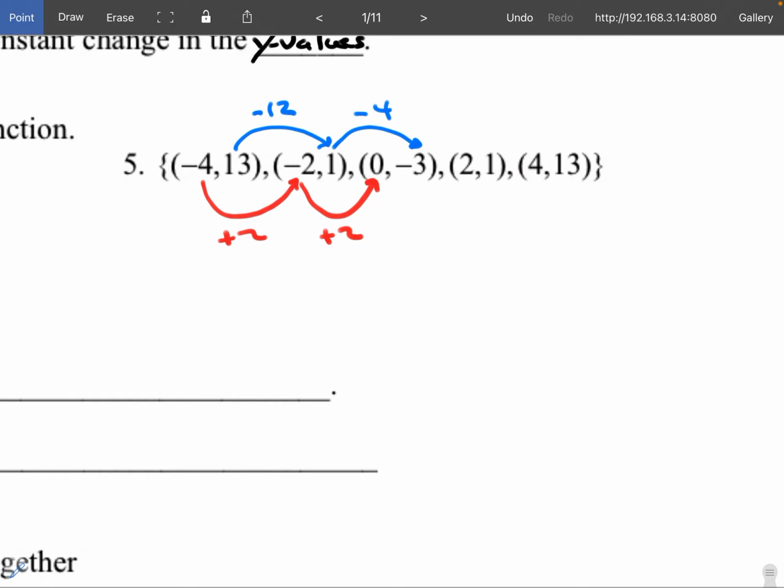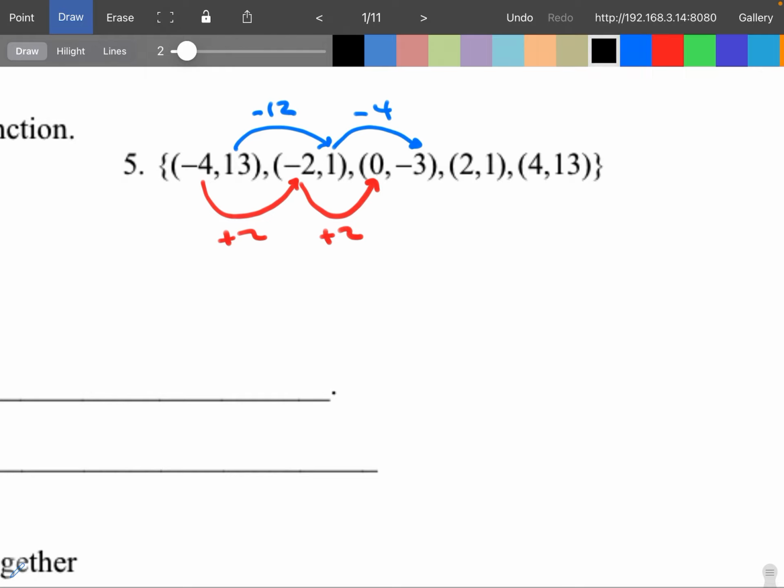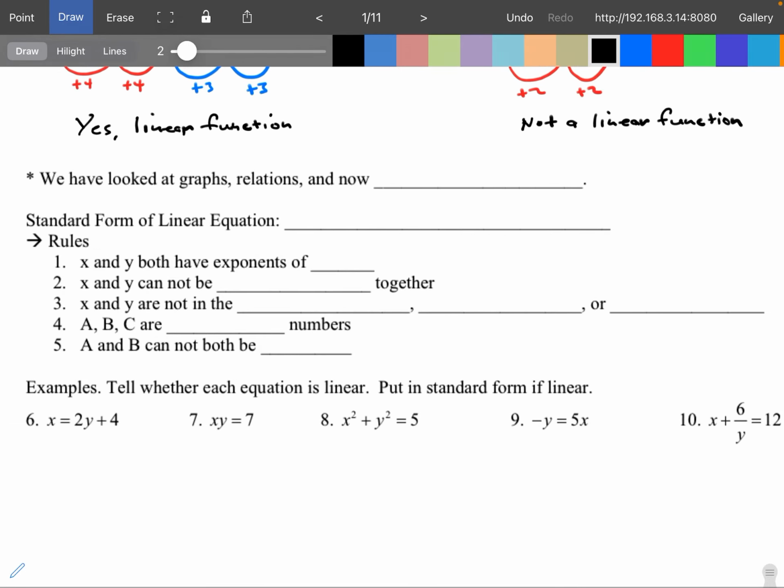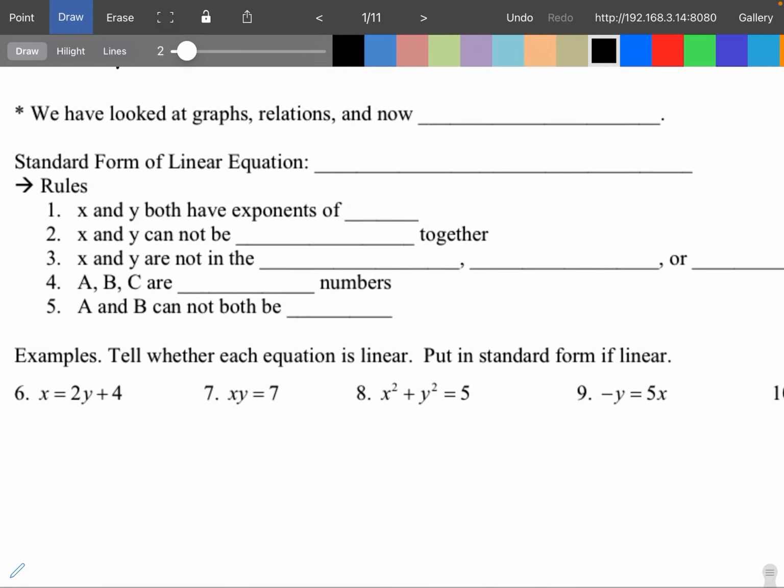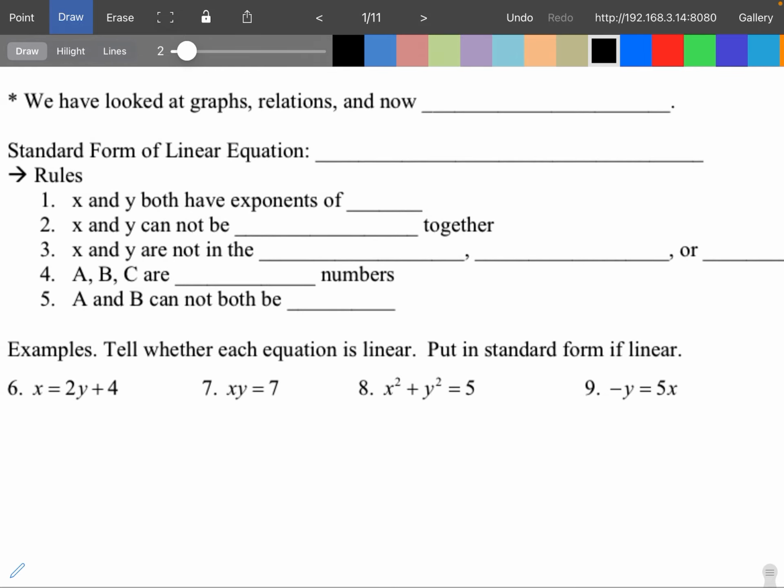Now, it can still be a function, right? Are any of the x values repeated? I don't think so. No, you have no repeated x values. So it's still a function. It's just not a linear function. To get the linear part, you need the constant change in x and the constant change in y. And so for this one, you only have the constant change in x. So this is not a linear function. Again, you guys got to realize it could still be a function, it's just not linear.